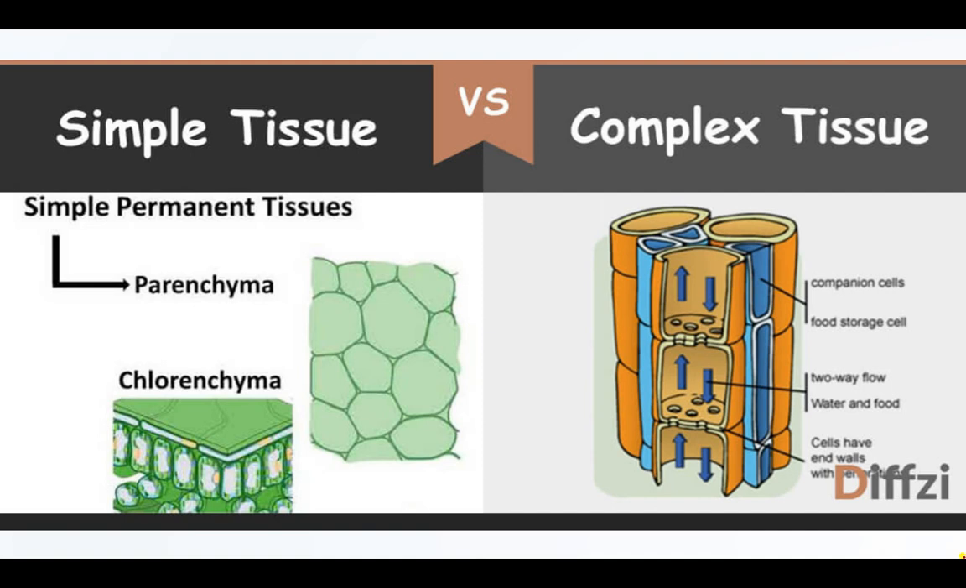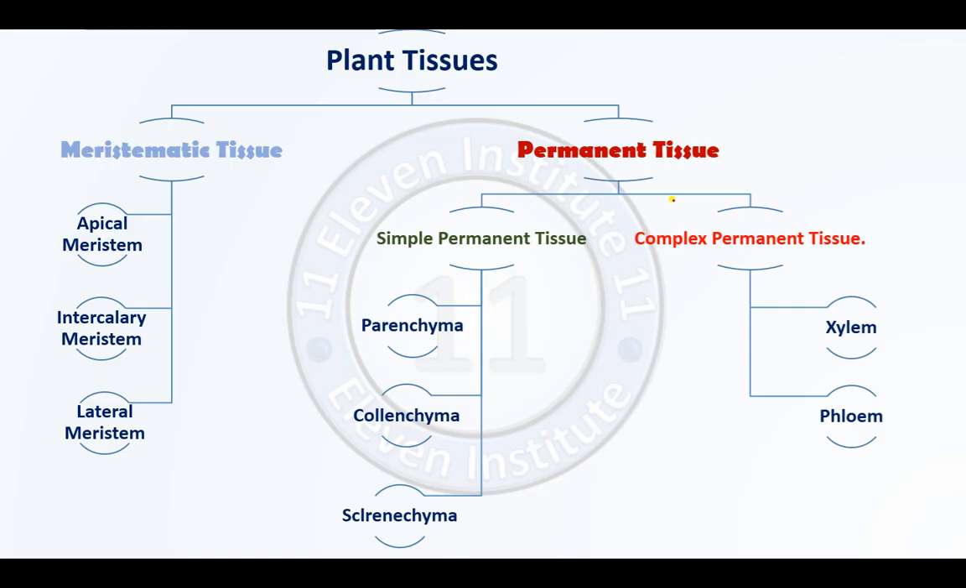We have discussed simple tissues in the previous video lectures, and today we will learn about complex tissues, and we very well know the difference between them. In simple tissues there is only a single type of cell. In complex tissues there is more than one type of cell. Right, so let us move ahead and see where we stand in the chapter.